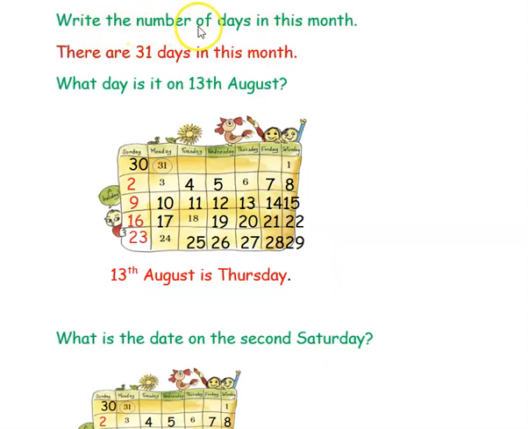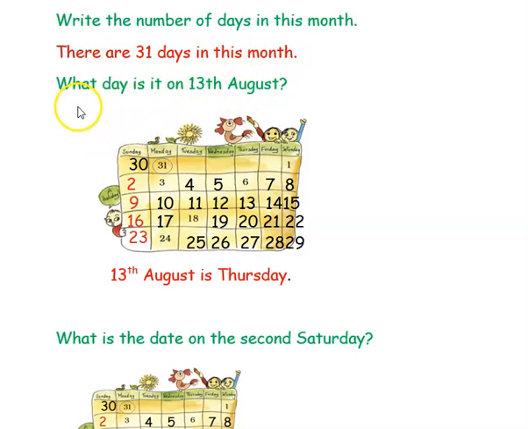The next question is: write the number of days in this month. We know that this is the calendar for the month of August and August will have 31 days. Also, if you look into the calendar, they have given the last day as 31. So there are 31 days in this month.